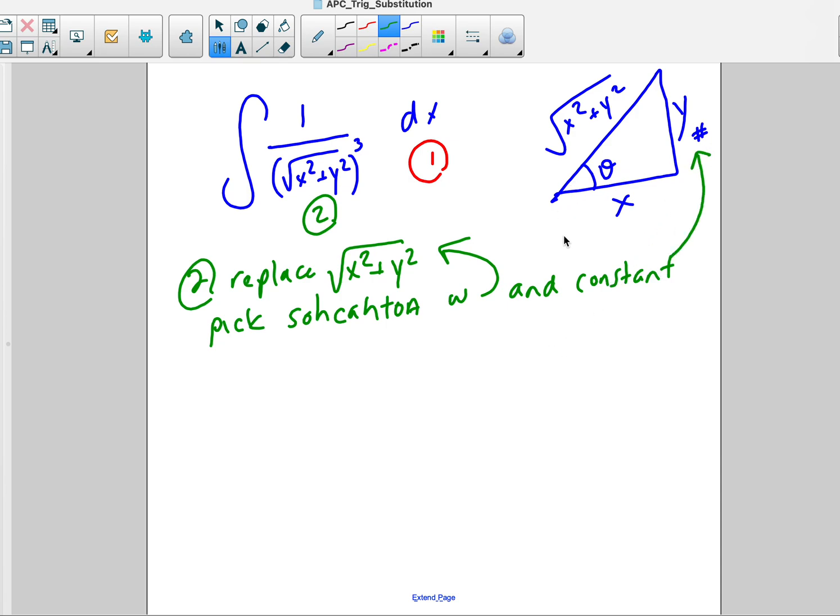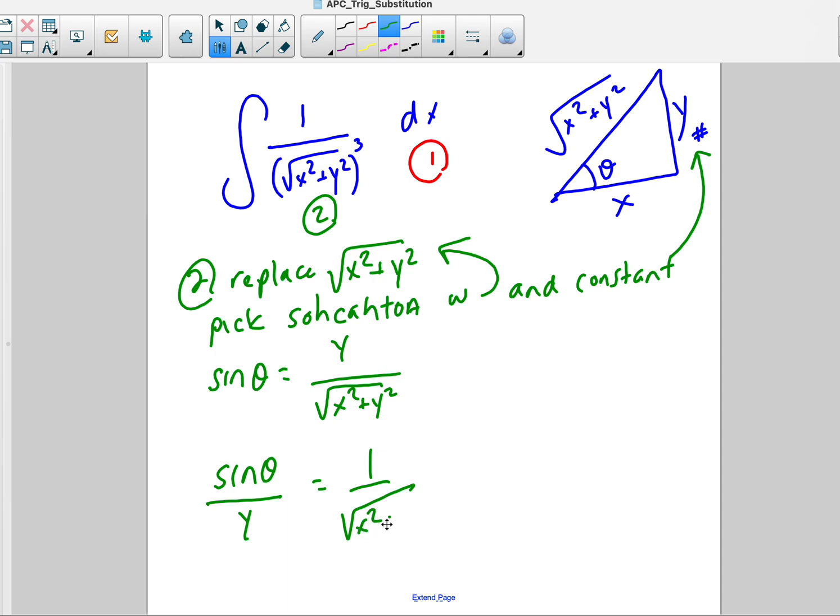So if I want the trig identity that's going to involve the opposite and the hypotenuse, I'm going to pick sine. So I'm going to say sine of theta is going to be y on top of this ugly mess of a root, which means if I divide the y over, I could use sine of theta all over y to be basically exactly what's in my integral. I just have to cube it. So the integral has this whole mess cubed, so I would cube the whole thing.